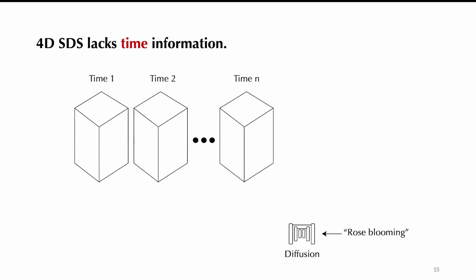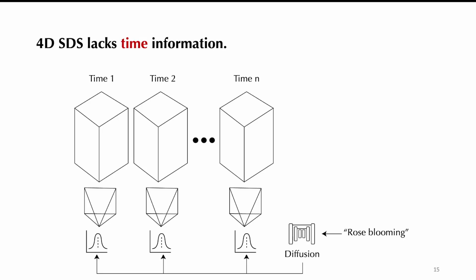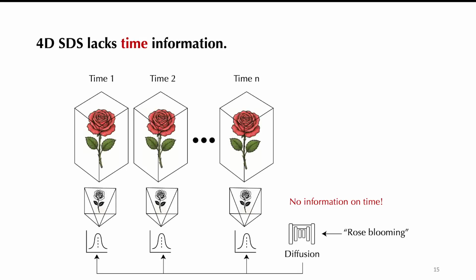We initialize a 4D field with n timestamps. We sample several different timestamps. And finally, we try to let the diffusion model give guidance to the rendered dynamic frames. In this way, the diffusion model cannot tell whether the rendering should be depicting the blooming state of a rose or a closed bud of a rose. Therefore, it gives the most probable result to each of the sampled frames, resulting in static 4D assets.